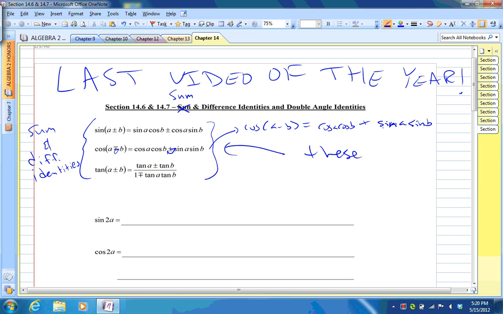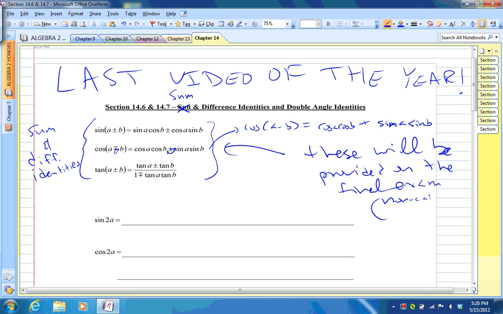These will be provided on the final exam, on the non-calc and calc sections. So you don't have to worry about memorizing those, because those are a little bit tough to memorize and actually a little bit hard to understand why they work the way they do. So I'll give those to you.